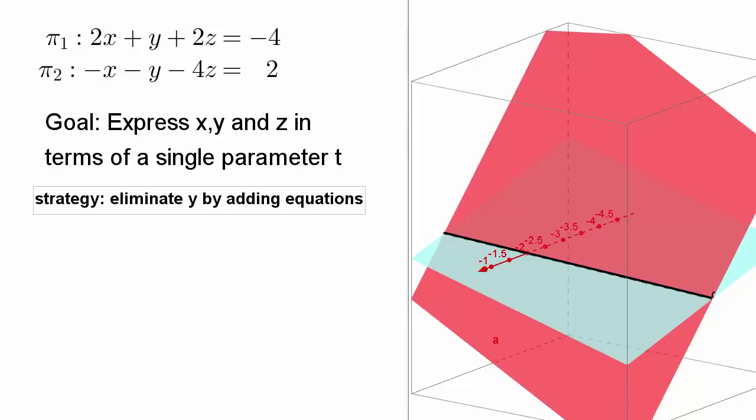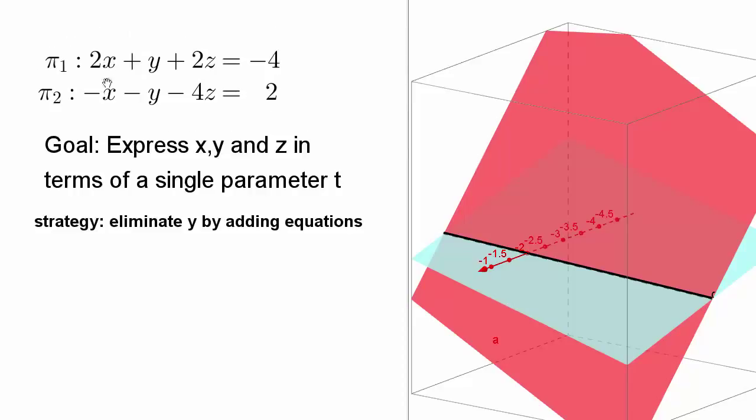Let's eliminate y by adding them. Just looking at them, 2x minus x is x. Positive y minus y is nothing. 2z minus 4z is negative 2z. And negative 4 plus 2 is negative 2. So there we go. We have eliminated y, and now we're down to just two variables. So we have x minus 2z equals negative 2.